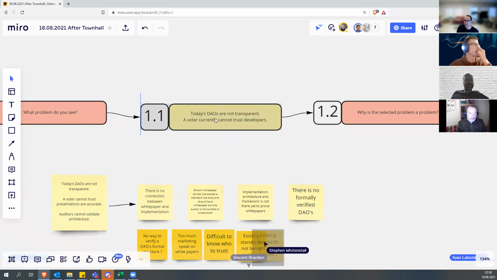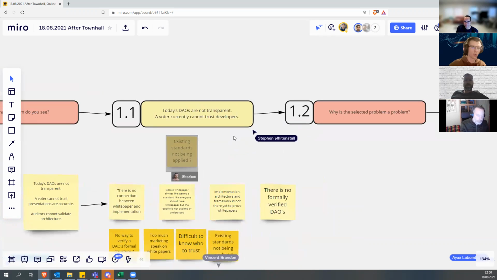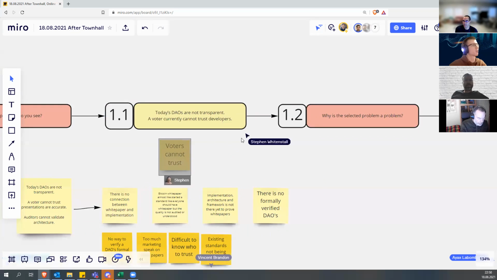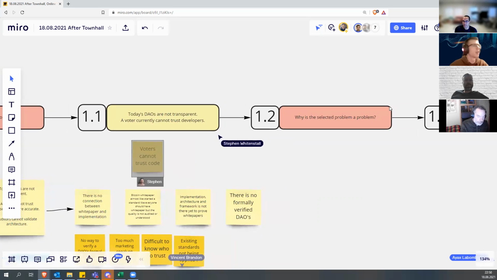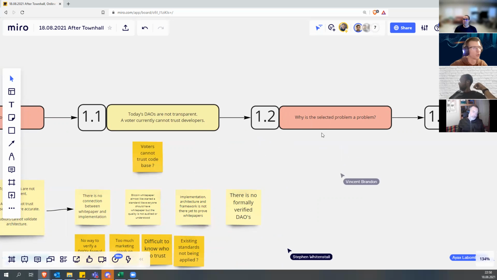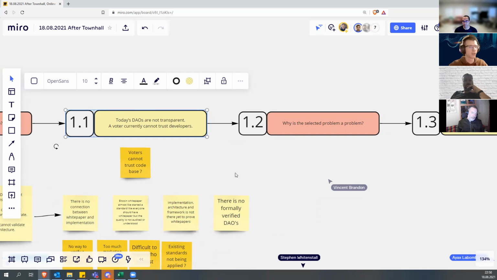Yeah, and technically, the point here is not to go too deep into the wording, because the yellow parts of the process are actually just brainstorming. And I took a snapshot of the ideation. Now the question is, we want to go to the root cause of the problem, and a good solution is using the why question. So why is the selected problem a problem? If you try to change it now, why is it a problem that DAOs are not transparent?